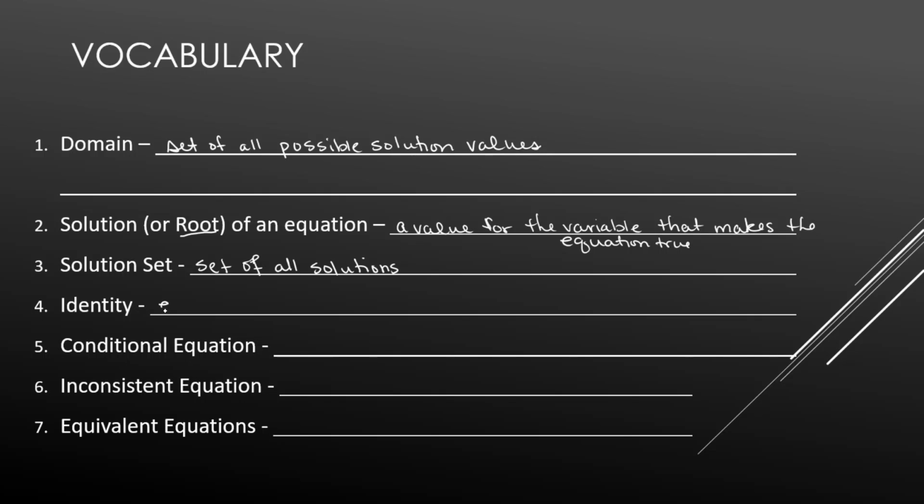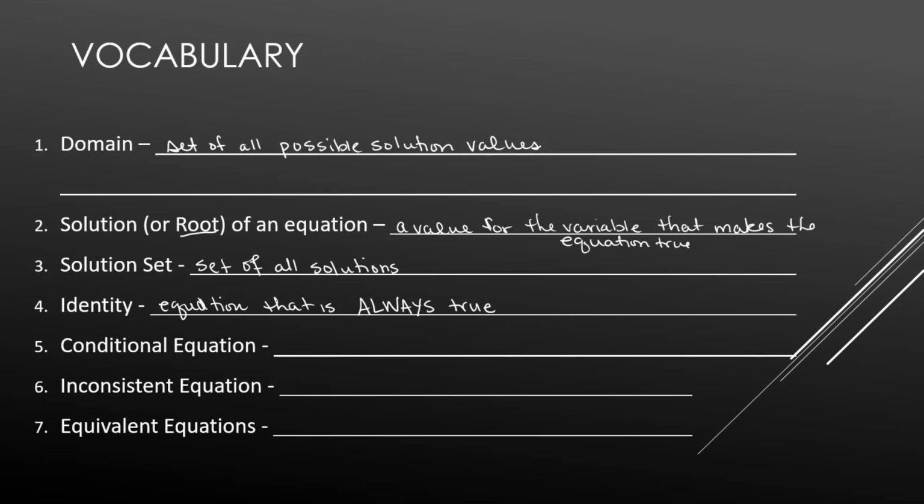An identity is an equation that is always true. So this is something that would be considered a rule. Like in science class, you might call this a law because it's just always true all the time. So just a statement like 1 equals 1 or the square root of 4 equals 2. Those are identities that are true.